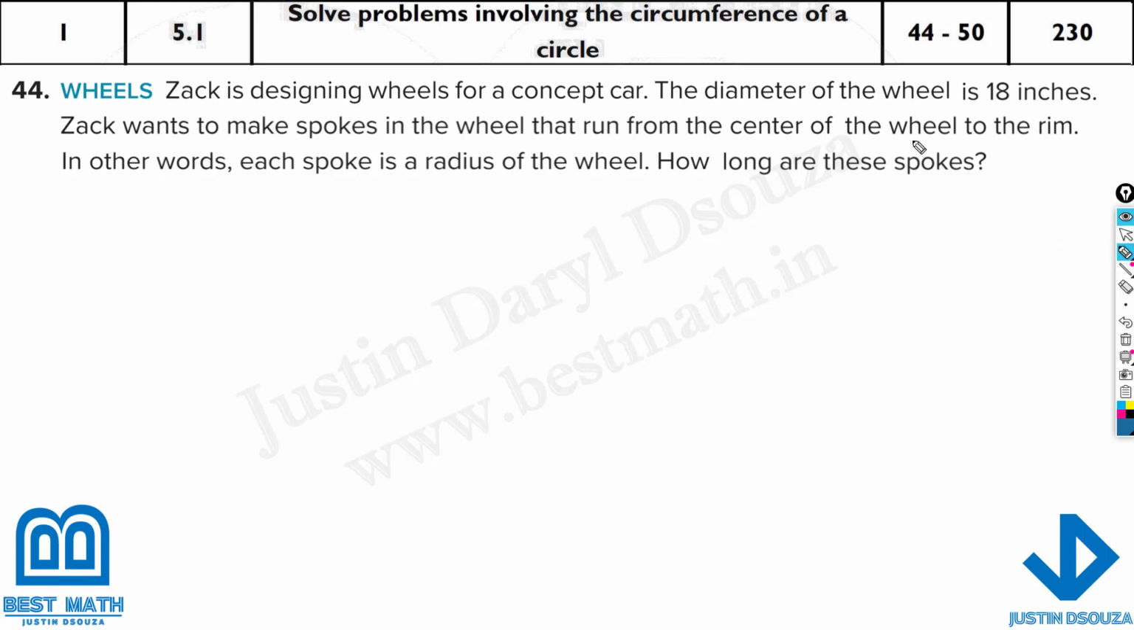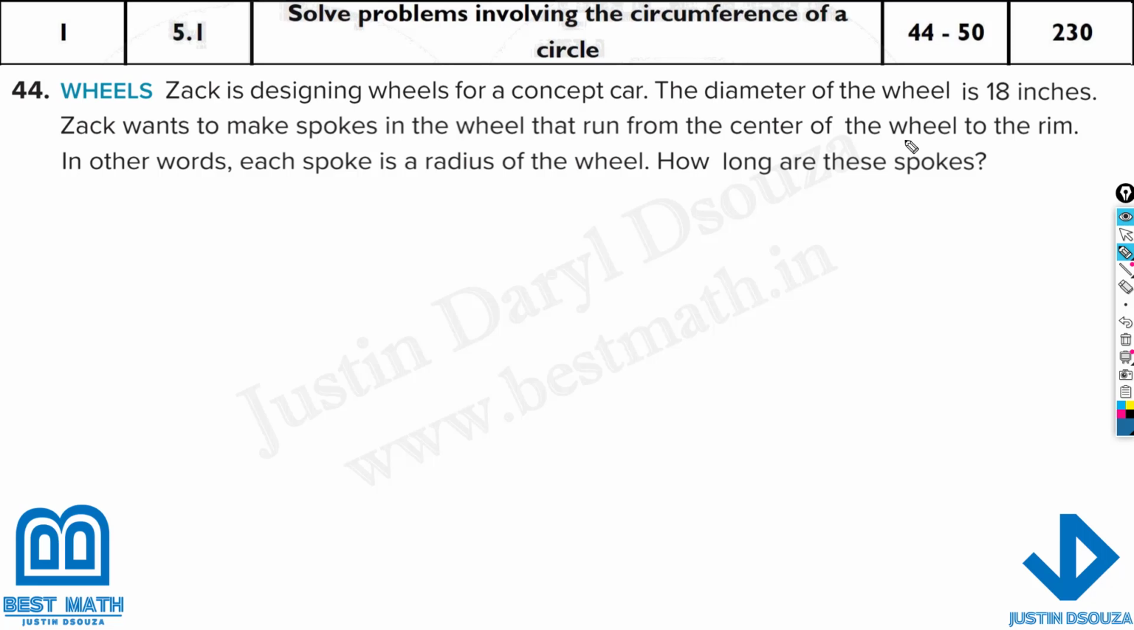If you're thinking about spokes, you might have seen wheels. You will have the center and the rim over here. There'll be lines, right? That is generally called the spokes. Especially in bicycles, you might see these spokes in the wheel. So that is the situation.